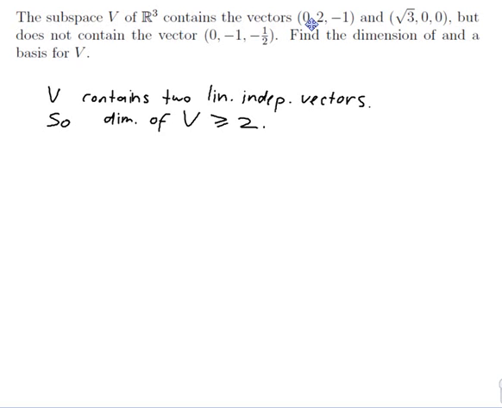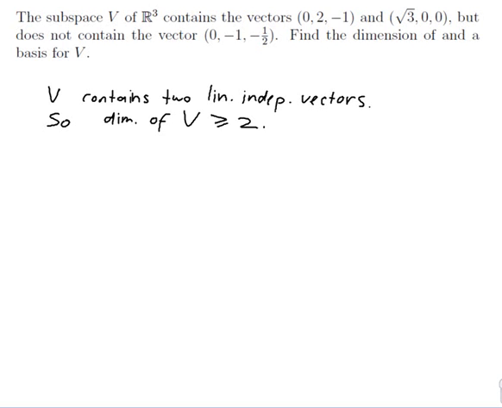So what next? What are the other options for the dimension? I'm in R3, so I can only go up to dimension 3. Can I get all 3 dimensions of R3? Well, no, I can't because that would mean that V was all of R3 and it doesn't have this vector in it. So the dimension of V must actually be equal to 2 because it can't be 3.